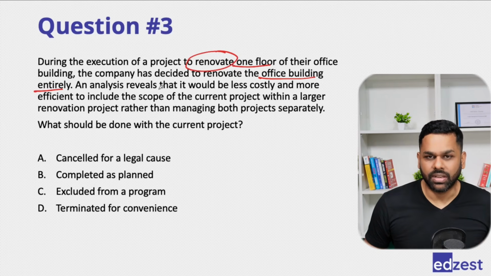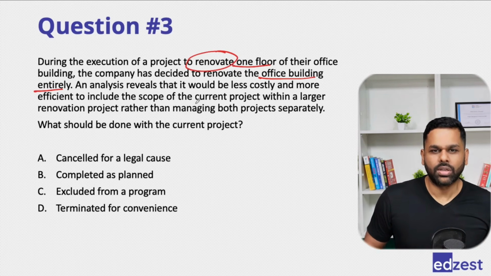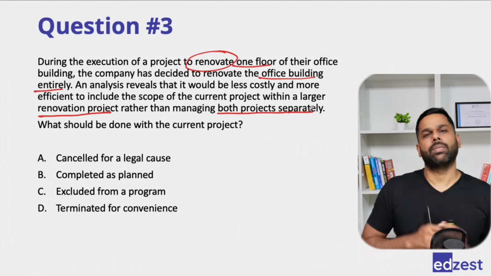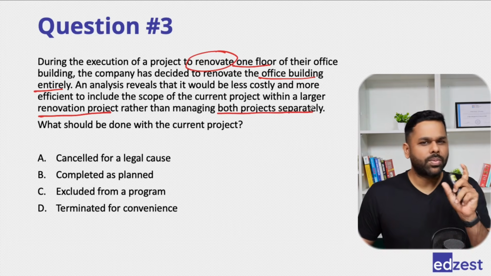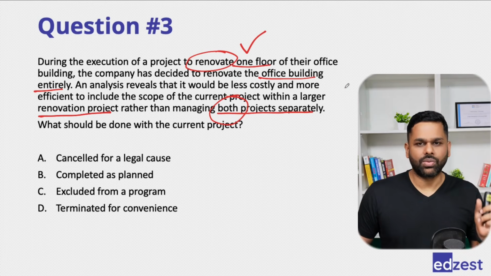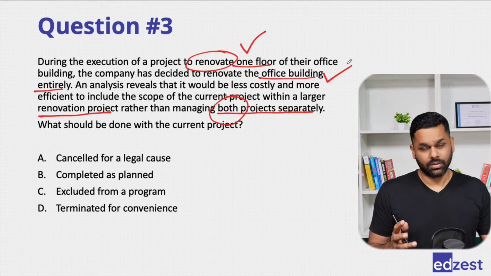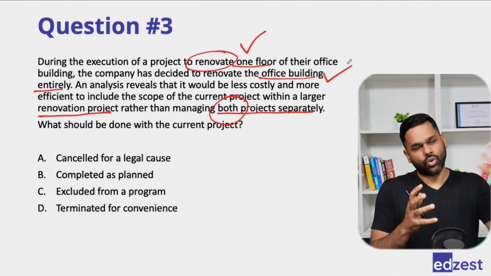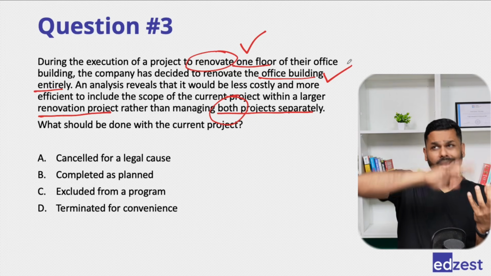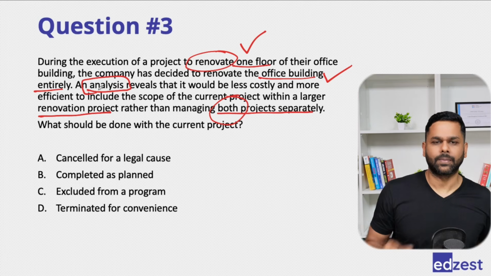Now, an analysis reveals that it would be less costly and more efficient to include the scope of the current project within a larger renovation project rather than managing both projects separately. What are both projects here? One is what we are already doing. Second is what the team thought of doing. So it is better that we combine the scope of this one floor into the larger building. That's what the analysis says.